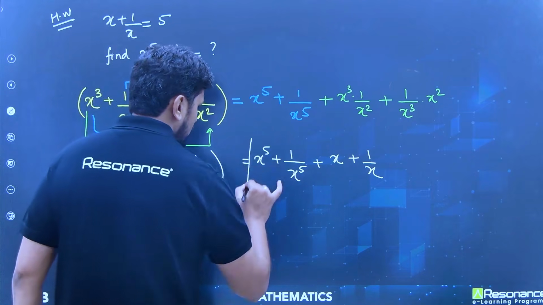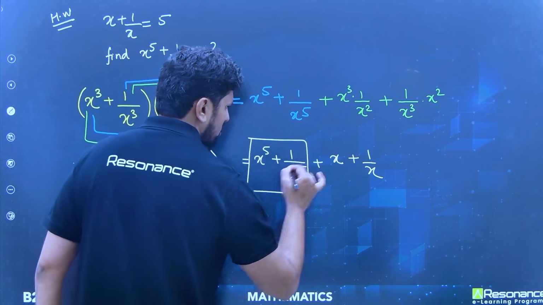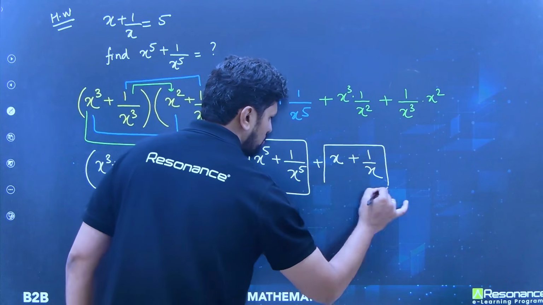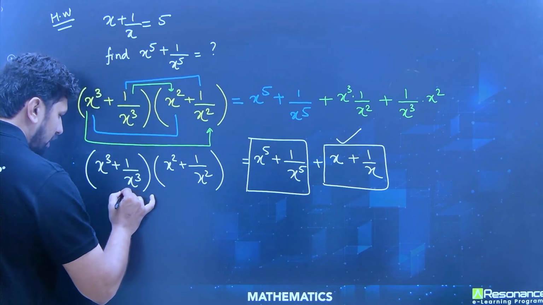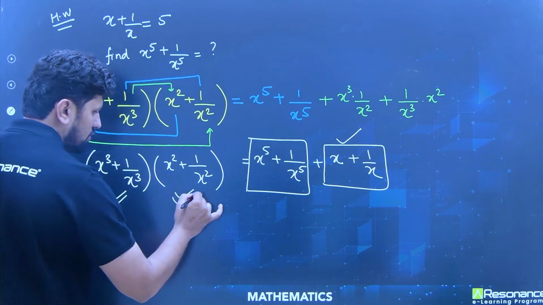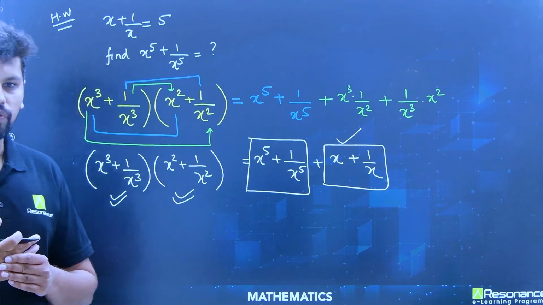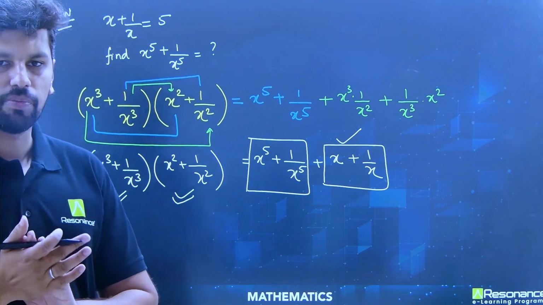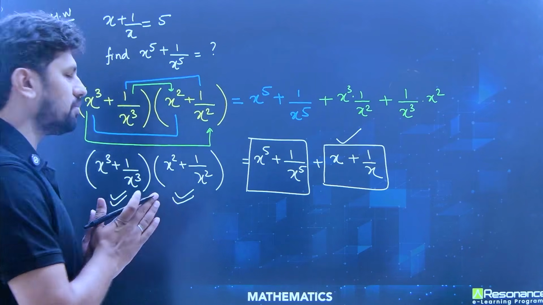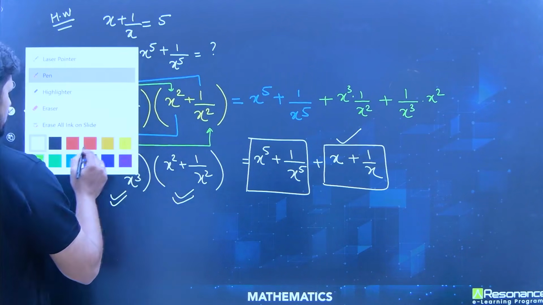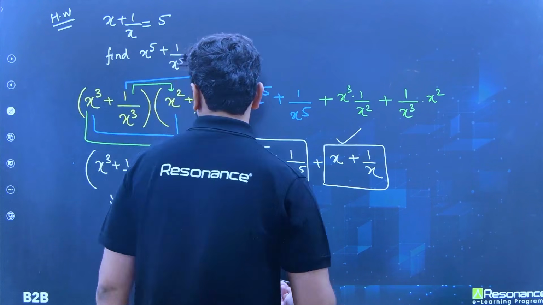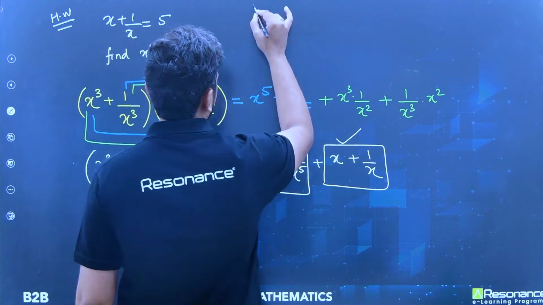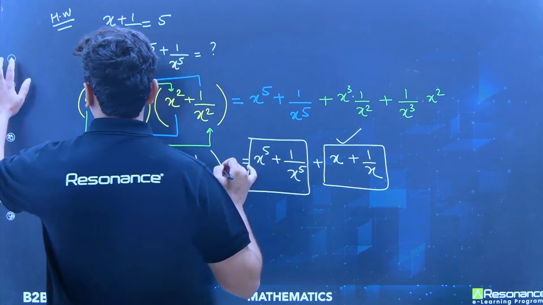We need to find this value. We already knew this value, that is equal to 5. So if we find these two values, we will get our answer. If we find these two values, that is x cube plus 1 by x cube and x square plus 1 by x square. Okay, so let's solve x cube plus 1 by x cube. I will solve it in the next video.